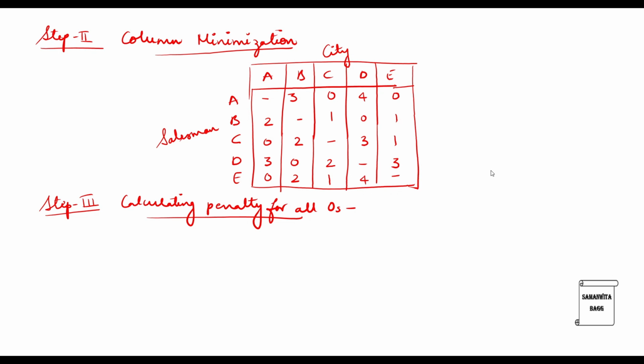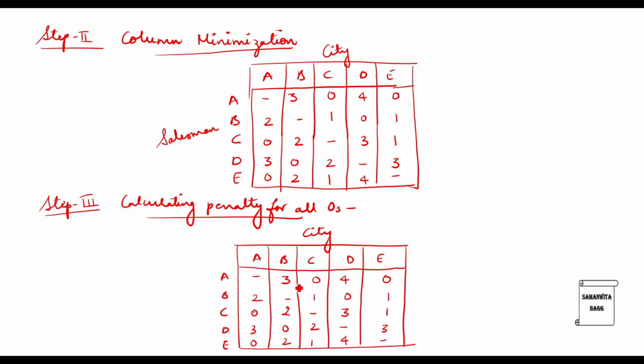First, I'm going to copy this table. Now we are going to calculate the penalty for each zero. We will start with the first zero present over here in the third column. We will check the corresponding row and column of this zero value and take out the minimum value in its corresponding row and column. We will not consider the zero value itself. So if you look at the first row, apart from the zero, the minimum value is 0 over here.